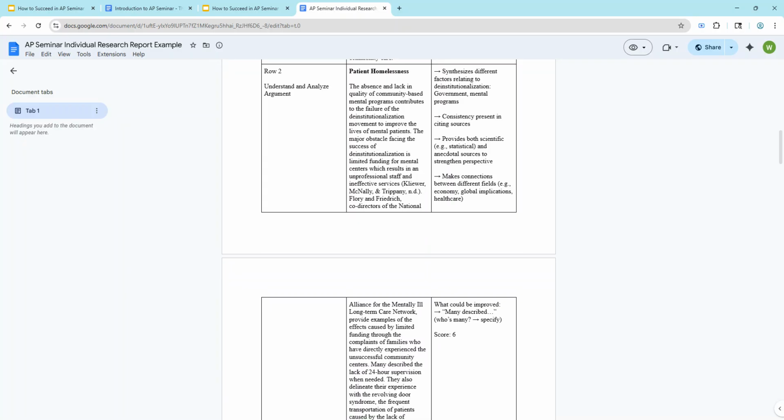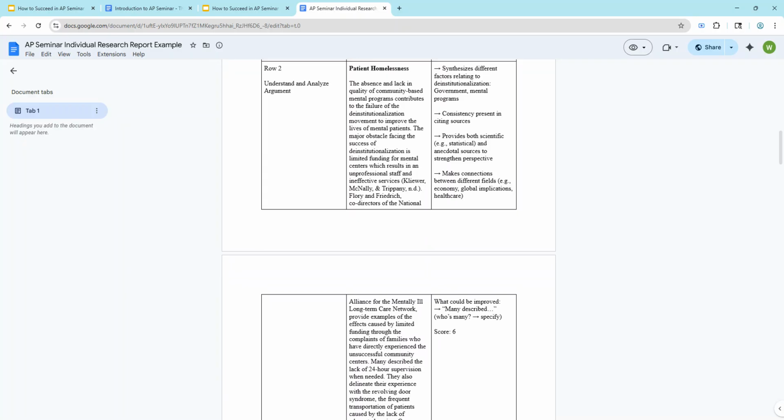Let's look at row 2, understand and analyze argument. Patient homelessness. The absence and lack in quality of community-based mental programs contributes to the failure of the deinstitutionalization movement to improve the lives of mental patients. The major obstacle facing the success of deinstitutionalization is limited funding for mental centers, which results in an unprofessional staff and ineffective services. Lori and Frederick, co-directors of the National Alliance for the Mentally Ill Long-Term Care Network, provide examples of the effects caused by limited funding through the complaints of families who have directly experienced the unsuccessful community centers.